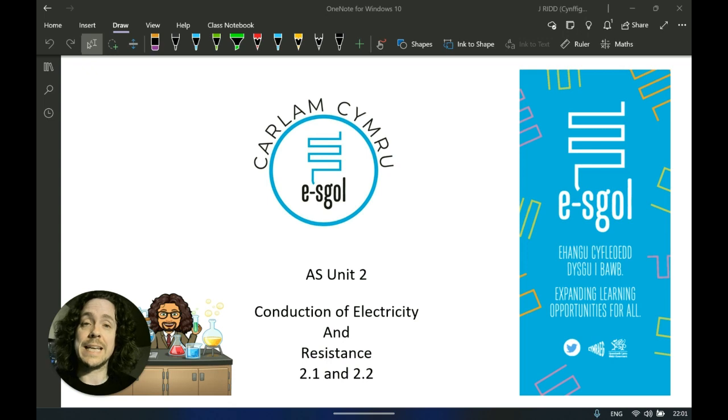Today we're going to be looking at AS Unit 2, the conduction of electricity, and as a special treat we're going to try and do resistance as well. These are two relatively small topics, or at least the first one is, and we're going to try and get through these two topics in this 45 minutes.